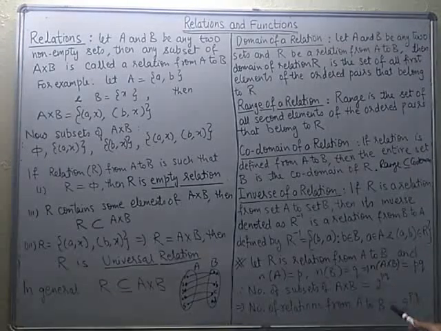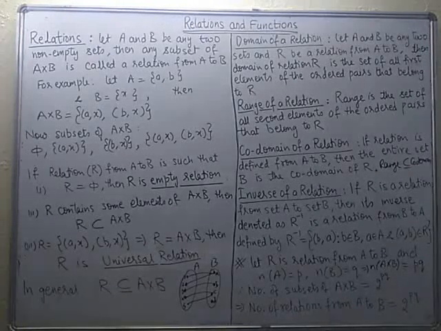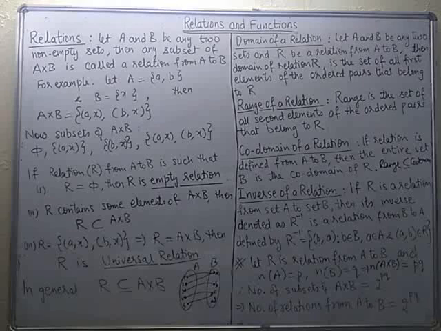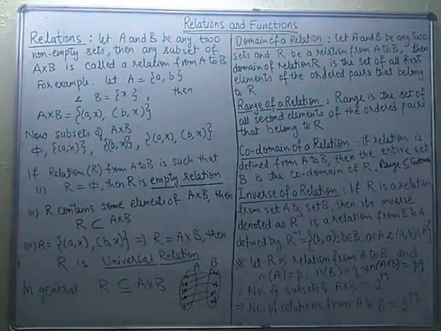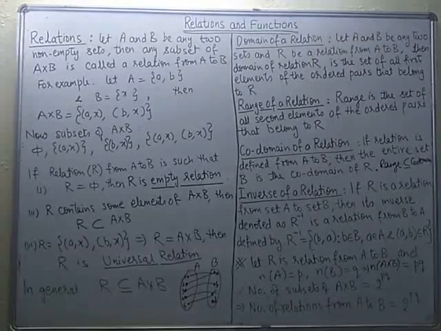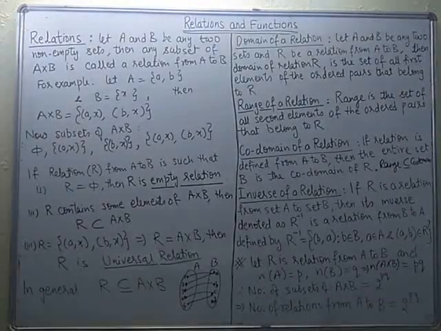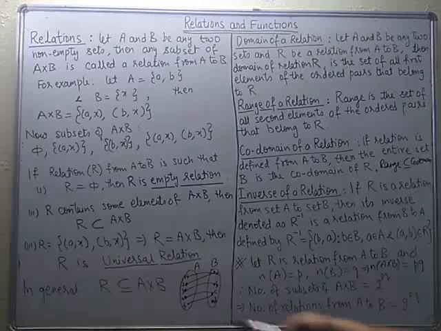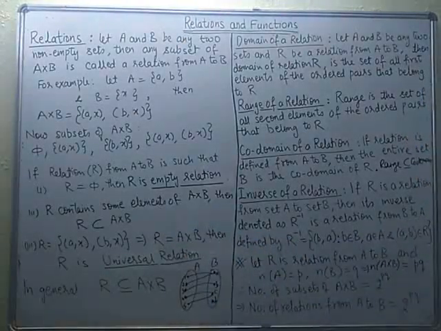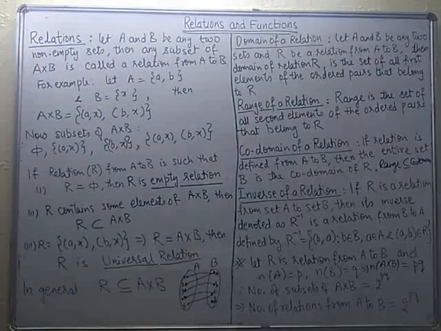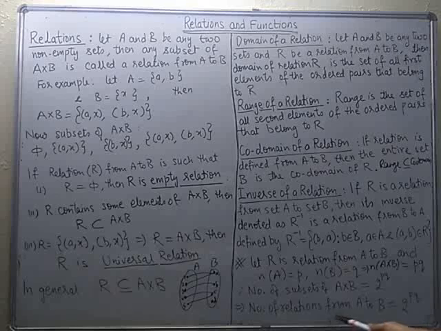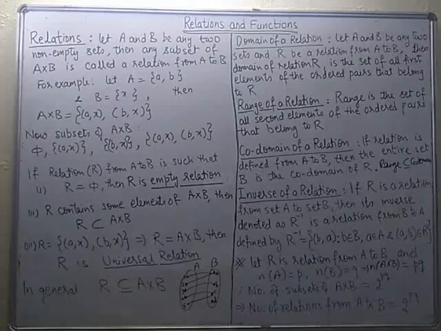Now see how this is related to the number of relations from A to B. Again go by these 3 conditions: R can be a null set, which will be a subset of A cross B. Maybe R is a proper subset of A cross B, or it is equal to A cross B. So that means whatever number of subsets you have in A cross B, those many relations you can define from A to B.